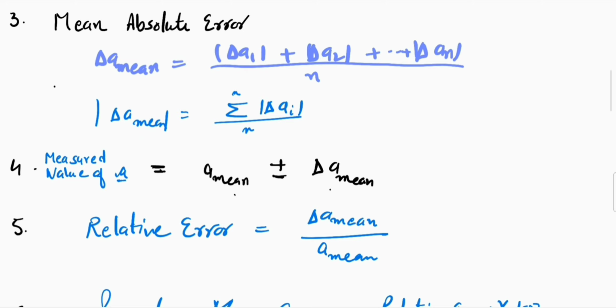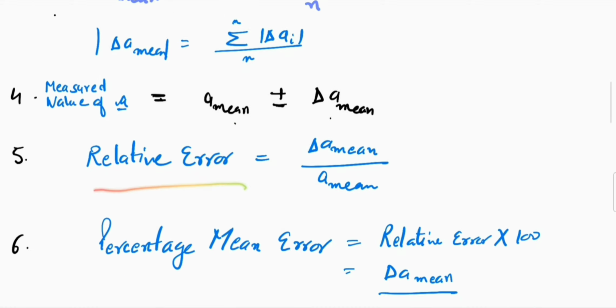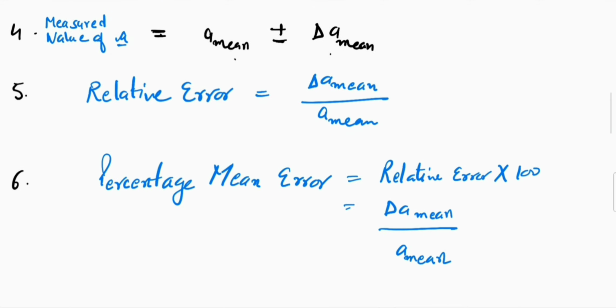Next we have the measured value of A, which always lies between A mean minus delta A mean and A mean plus delta A mean. So we can write its value like this: A mean plus minus delta A mean. Next we have the relative error, which is equal to delta A mean divided by A mean. Percentage error is equal to relative error multiplied by 100. So here 100 will come: delta A mean divided by A mean multiplied by 100.